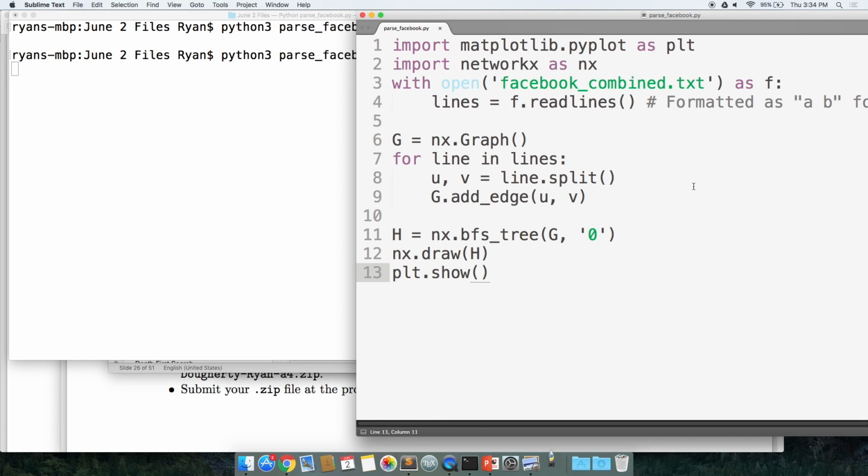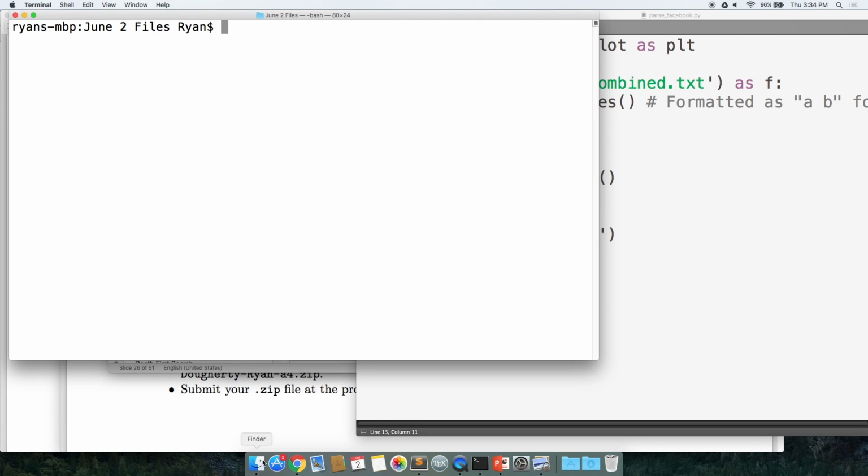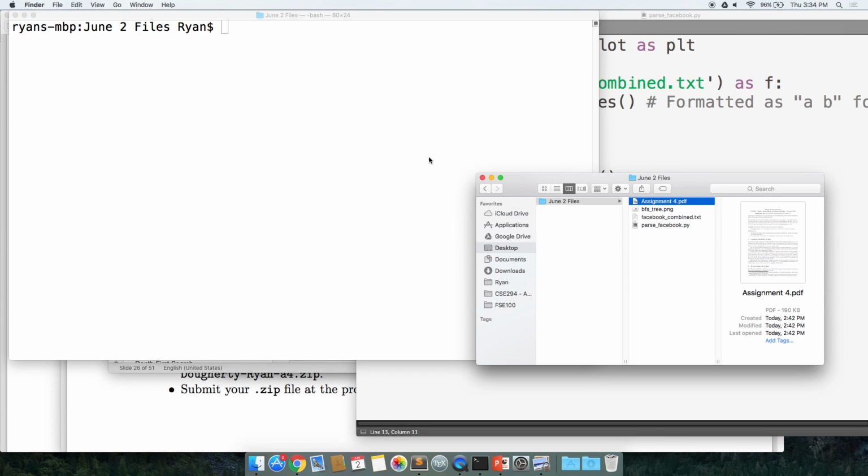Anyone remember how many vertices there were? A little over 4,000. How many edges? Around 88K. So essentially, I'm going to be drawing 88,000 lines on a picture. So I'm going to stop it. And I've actually done a lot of it for you.